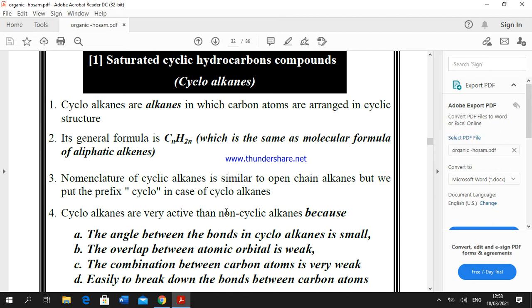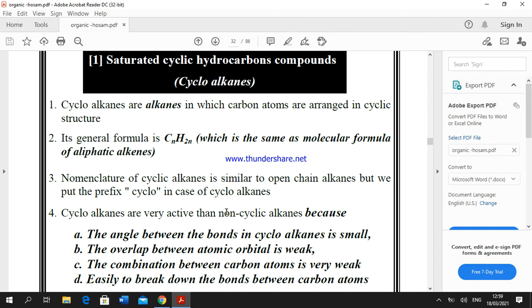The fourth type of aliphatic hydrocarbon is known as cycloalkanes. Cycloalkanes originate from the corresponding alkane, but the carbon atoms in this case are arranged in a cyclic structure, okay, making a ring. Its general formula is CnH2n, which is the same as the formula of aliphatic alkenes, but the difference between them is that cycloalkanes are saturated while aliphatic alkenes are unsaturated, okay?